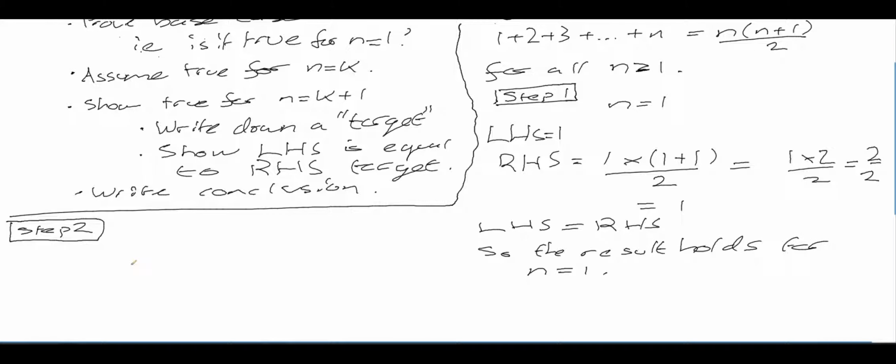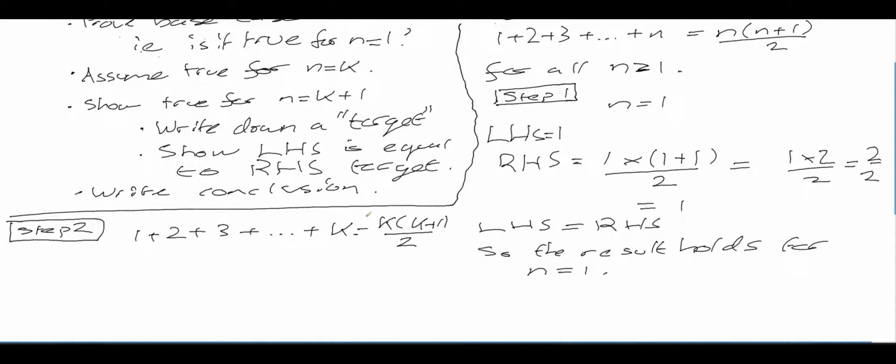Now for step 2, we've got to assume that this is true for n equals k. So we're assuming that this here is true for n equals k. Now, what does that mean? Well, what we're saying is that 1 plus 2 plus 3 plus ... plus k equals k multiplied by k plus 1 divided by 2. So we're just going to say that that's true. We've not proven that that's the case. We're just saying, okay, that's true. And that's step 2.